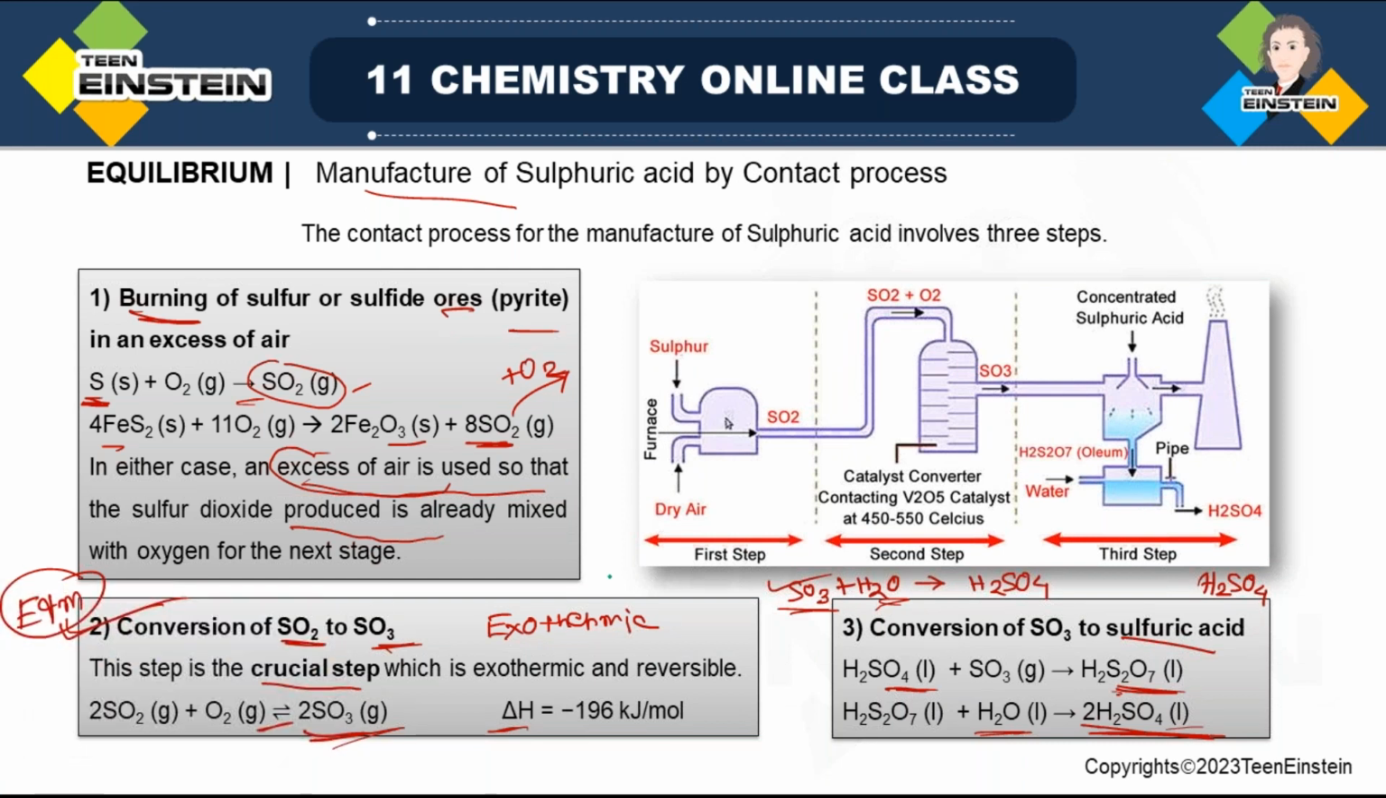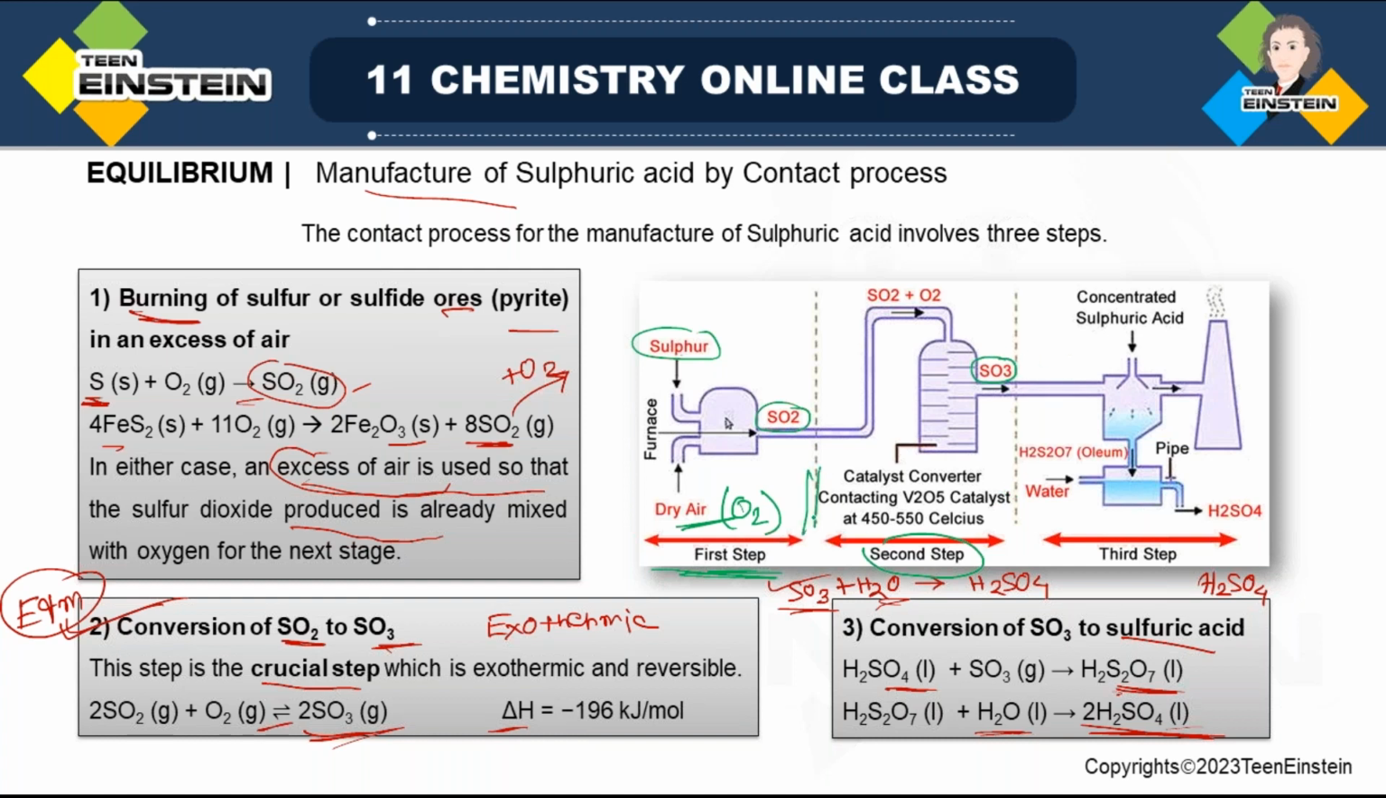In this pictorial representation, as you can see, the first step, here we have dry air, which is basically containing oxygen gas. So directly oxygen is not written, it is written dry air, and sulfur is introduced and we are getting SO2. So this is the first step. Now in the second step, that is actually the crucial step where SO3 is produced.